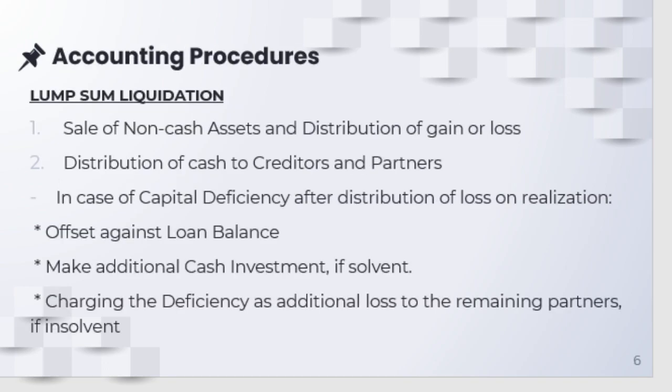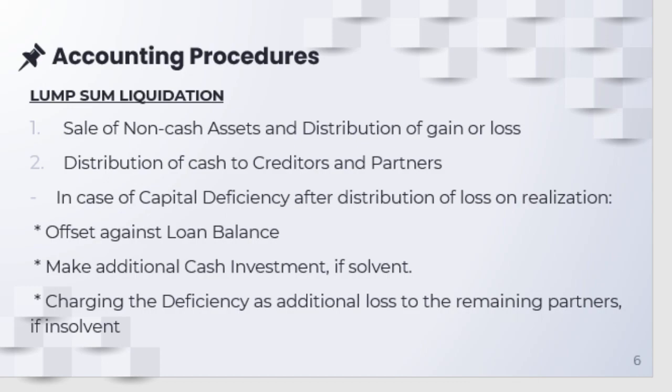So, next is the accounting procedures for lump sum liquidation. So, first, sale of non-cash assets and distribution of gain or loss. So, yun yung first step. Second step is to distribute the cash to the creditors. Ito yung sinasabi ko na payment of liabilities to outside creditors. And if may remaining na cash, that will be distributed to the partners.